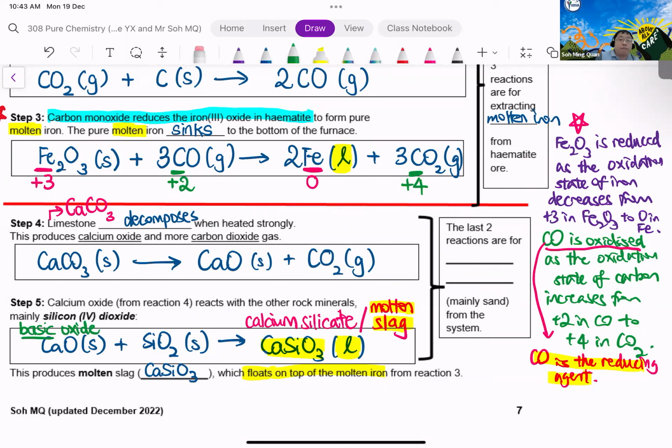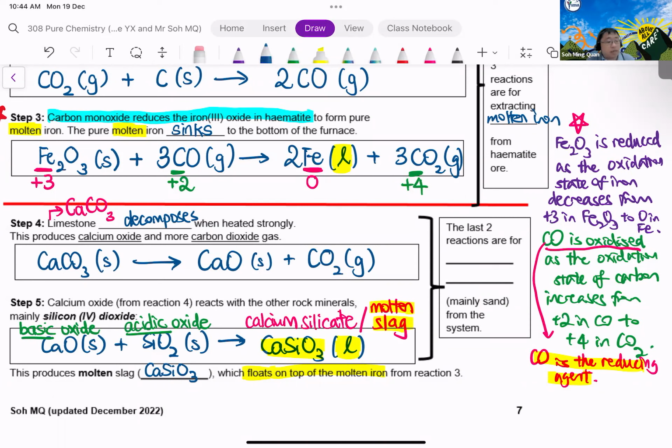So calcium oxide is basic. On the other hand, silicon dioxide. Silicon is a non-metal, so silicon dioxide is acidic. Which means that step 5 is not redox. Step 5 is an acid-base neutralization. The acid is silicon dioxide, it's an acidic oxide. The base is calcium oxide. All right, so step 5 is not redox, it's acid-base neutralization.